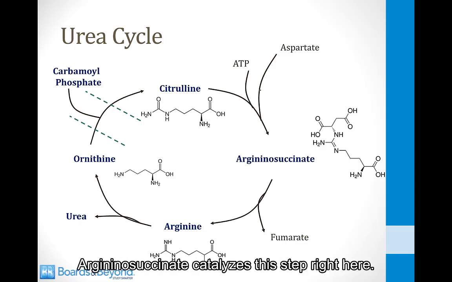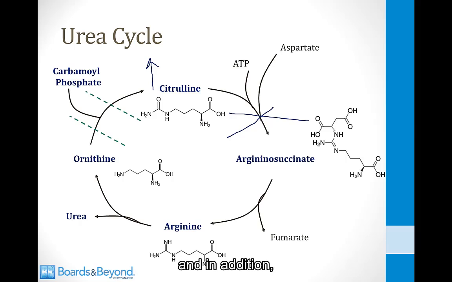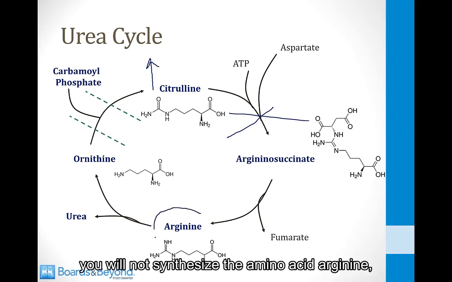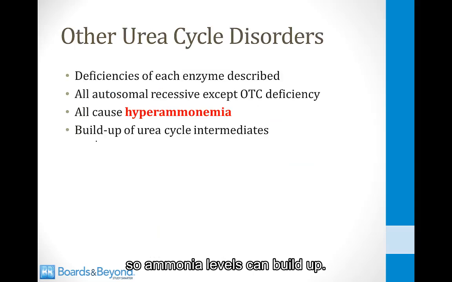If we go back to our overview slide, argininosuccinate synthase catalyzes this step right here, so this will be dysfunctional. As a result, the level of citrulline will get very high. And in addition, you will not synthesize the amino acid arginine, so arginine levels will get low. And then, of course, you're disrupting the urea cycle, so ammonia levels can build up.